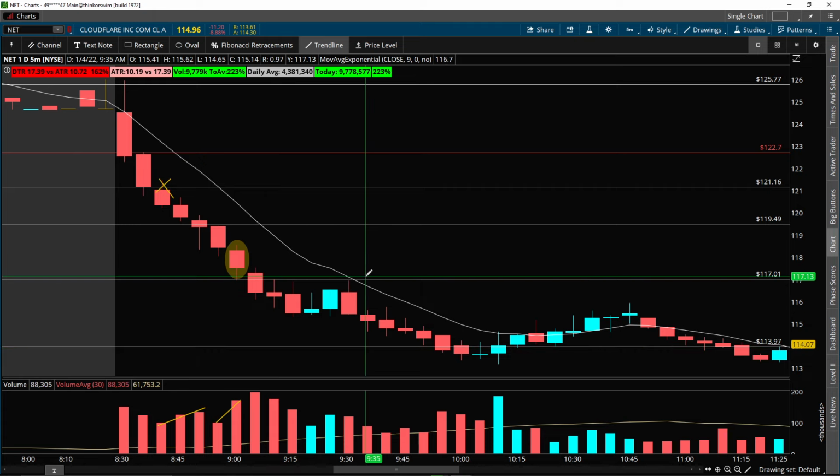Lowering volume, of course, is a sign of weakness. Rising is a sign of strength. If you end up having lowering volume but rising price, that can mean reversal, and vice versa.